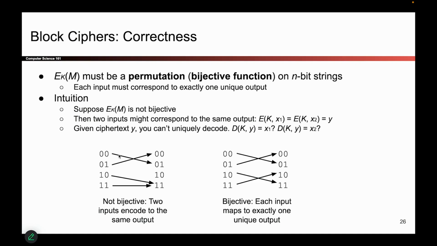To see why, let's say you encrypt 1, 0. Then you should follow the arrow. You get 1, 1. And now let's say Bob needs to decrypt the message. Bob knows the key. And because he knows the key, he knows which one of these diagrams we're using.